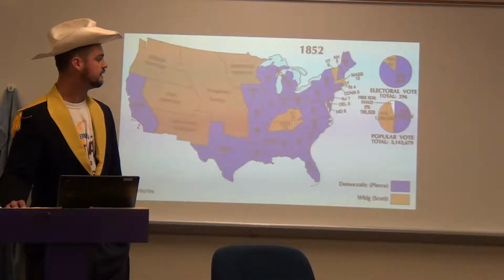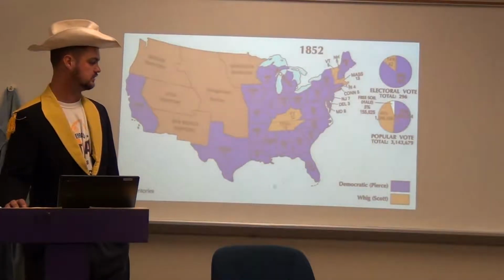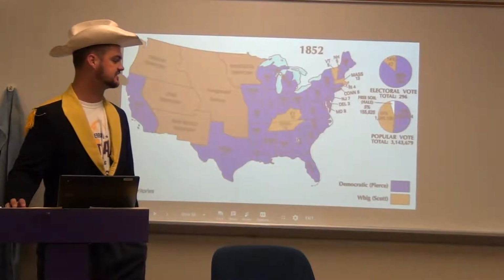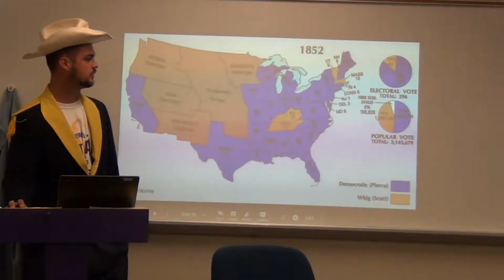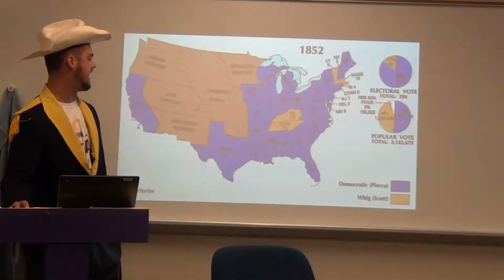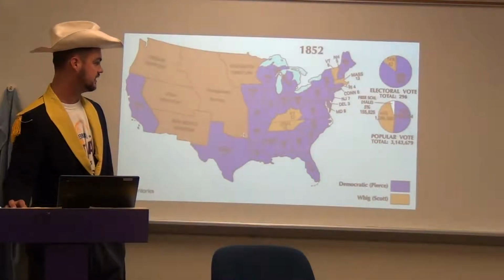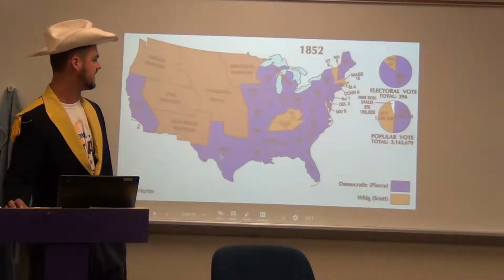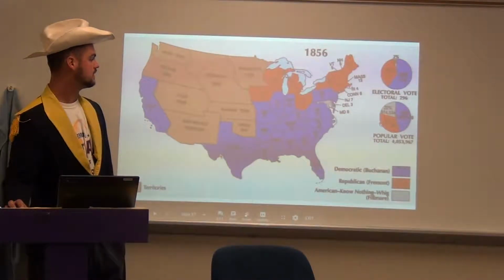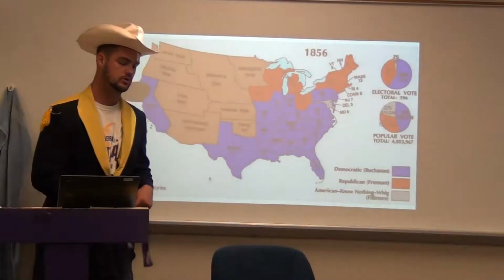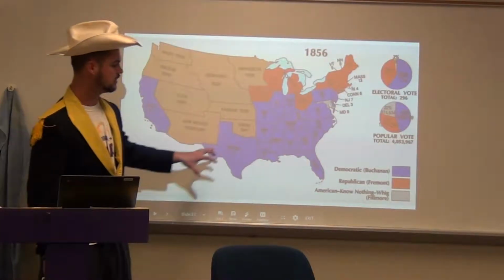Okay. 52, again, wow, dominate, right? Democrat dominate with Pierce. Scott wins a couple, not a whole lot. Now all of a sudden we've got some territories popping up here. Oh, look at that. The addition of Texas, which was in the last one too, but still. Now, notice the pattern here.